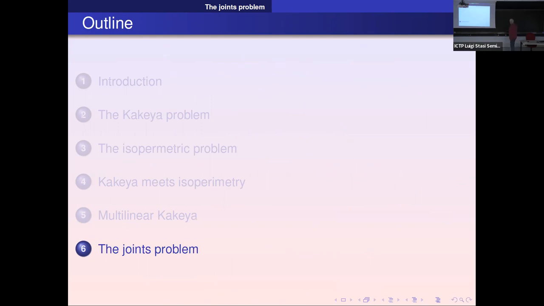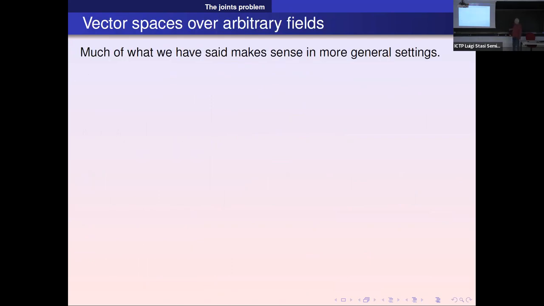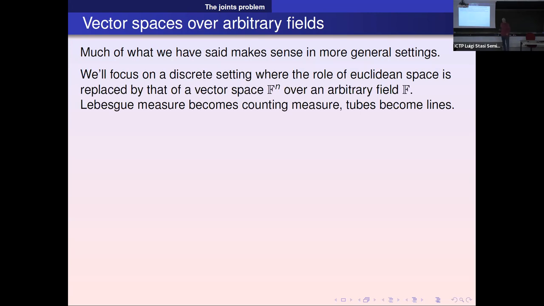So final 10 minutes, so let's go to the discrete setting and talk about the joints problem. Much of what we've talked about makes sense in principle in more general settings, and I think it's quite a challenge to understand what it might mean in some particular settings more general than Euclidean space. So let's for now focus on a discrete setting where the role of Euclidean space is replaced by that of a vector space F^n over an arbitrary field.